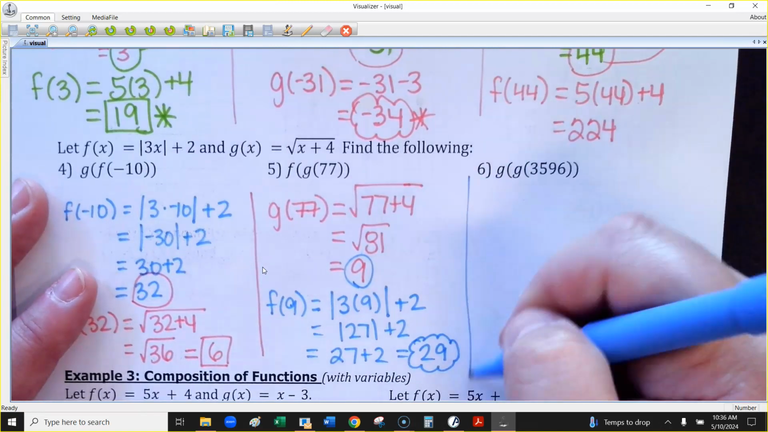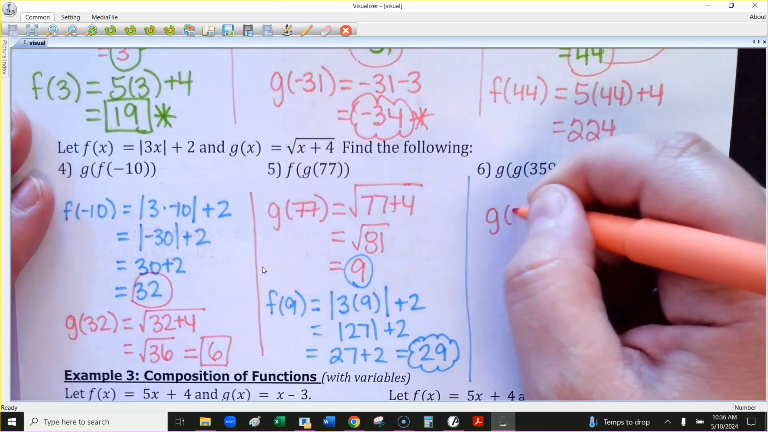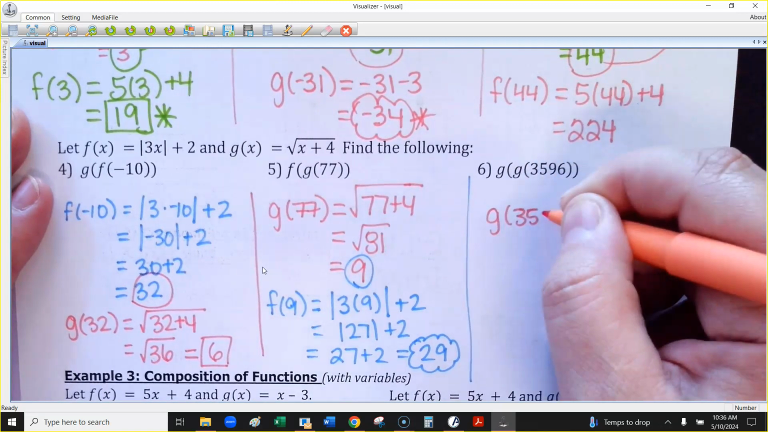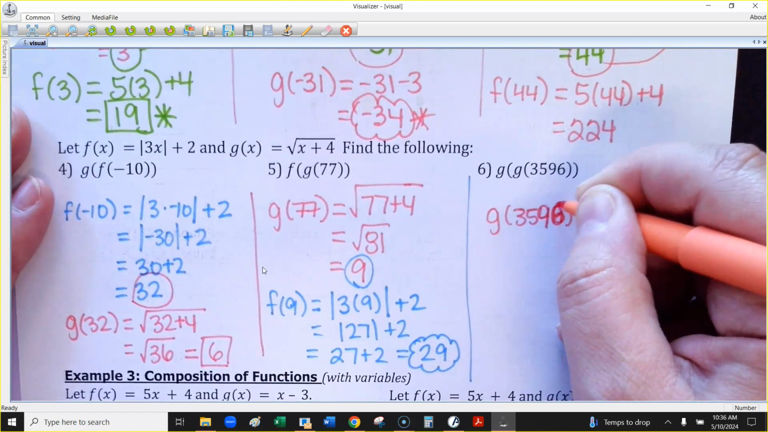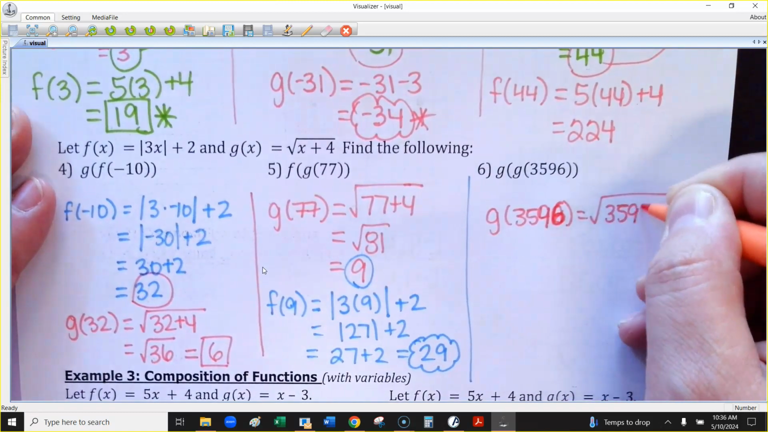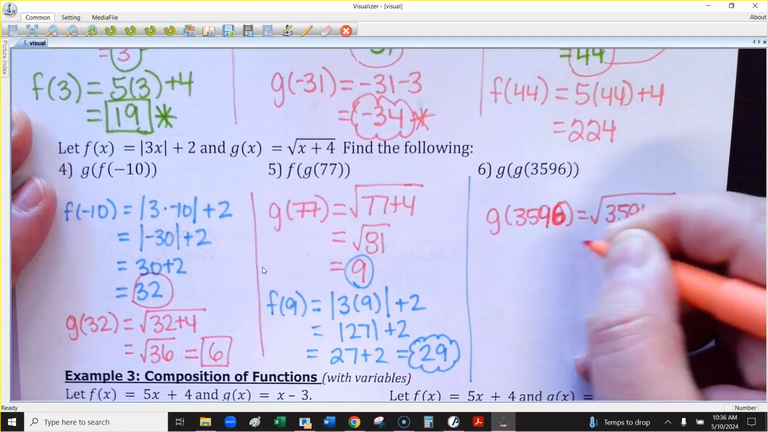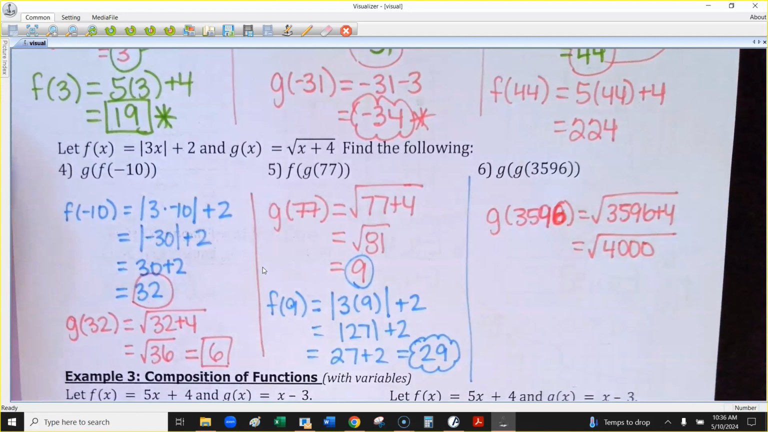It's just two problems in one. And the last one, we're going to do composition. So this is going to be the same function. We're going to plug this in. So I'm going to do g of 3,596, which would be the square root of 3,596 plus 4, which is going to be the square root of 3,600.